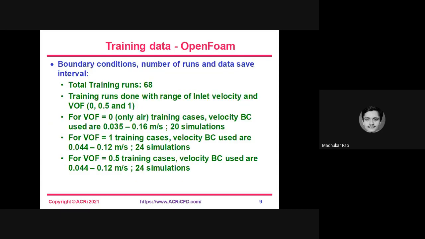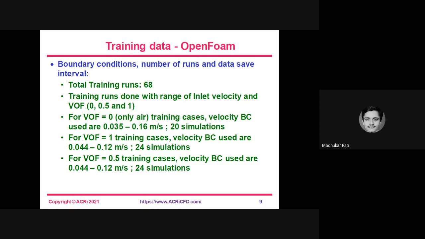So the training data came from VOF results on OpenFOAM, and these are some details of the boundary conditions, number of runs, and so on. As you can see, in CFD it's very difficult to generate good quality training data, very expensive. So I have only 68 training runs. Normally, a real machine learning enthusiast will laugh at the small data size because they usually train on tens of thousands of images or data points.